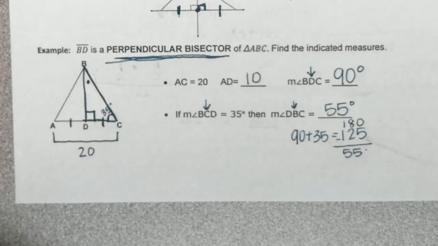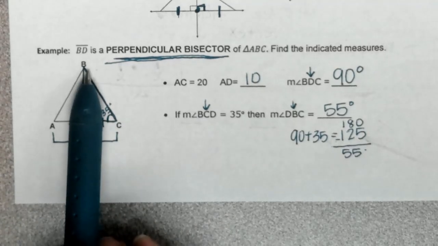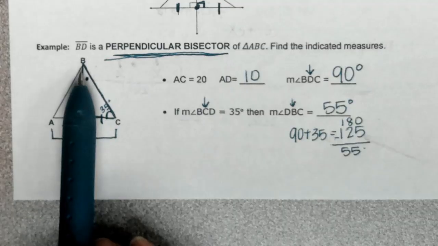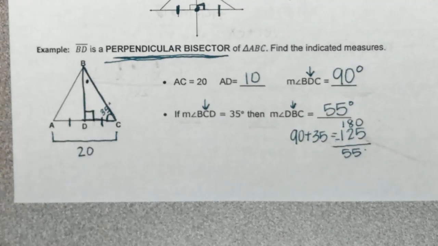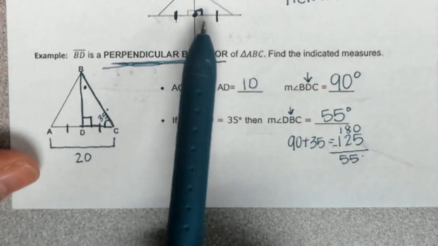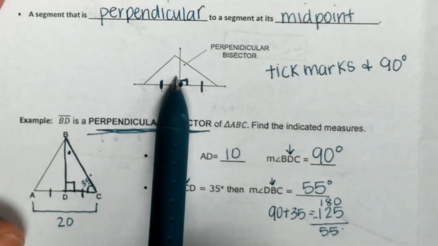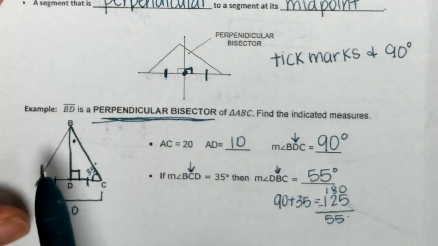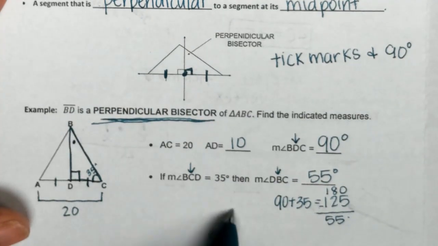An FYI, if your perpendicular bisector does go through the vertex, it is an isosceles triangle. Just letting you know for future reference. If a perpendicular bisector is like this, it's not. But if it goes through the middle like this one does, it is isosceles.